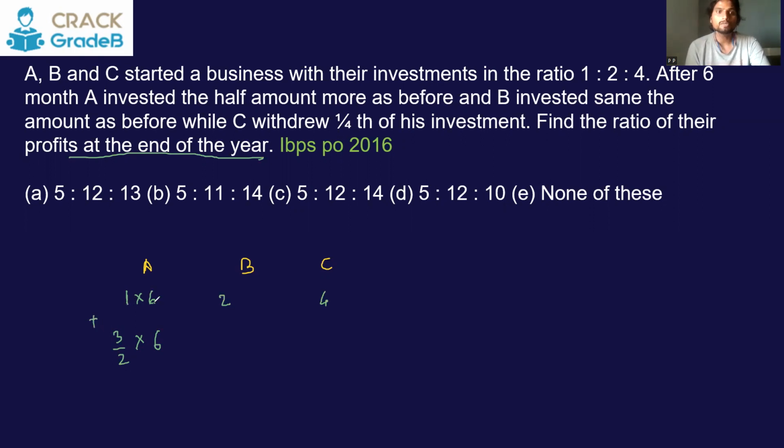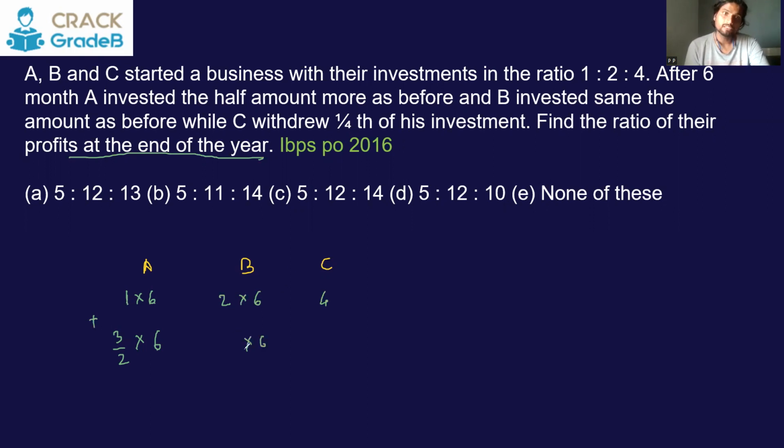So investment 1 is for 6 months. For next 6 months, his investment is 3/2. B invested 2 rupees for 6 months. And after 6 months, B invested the same amount as before.